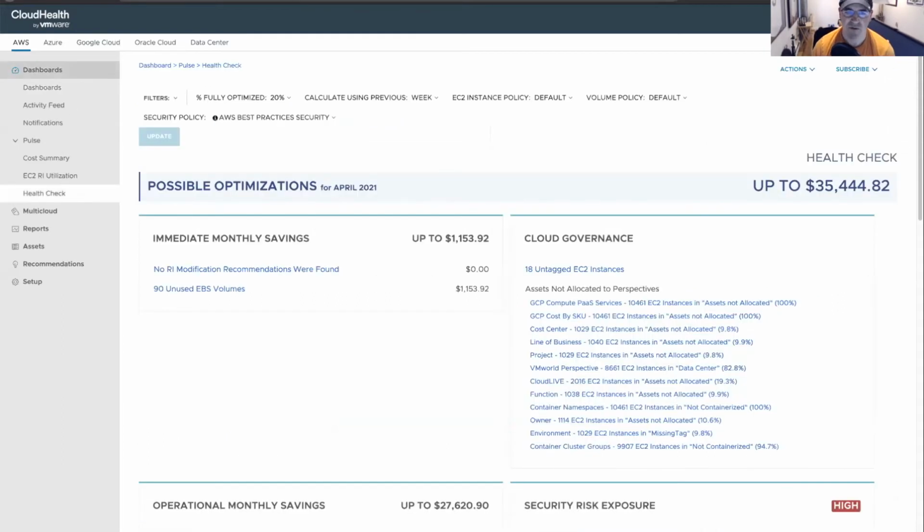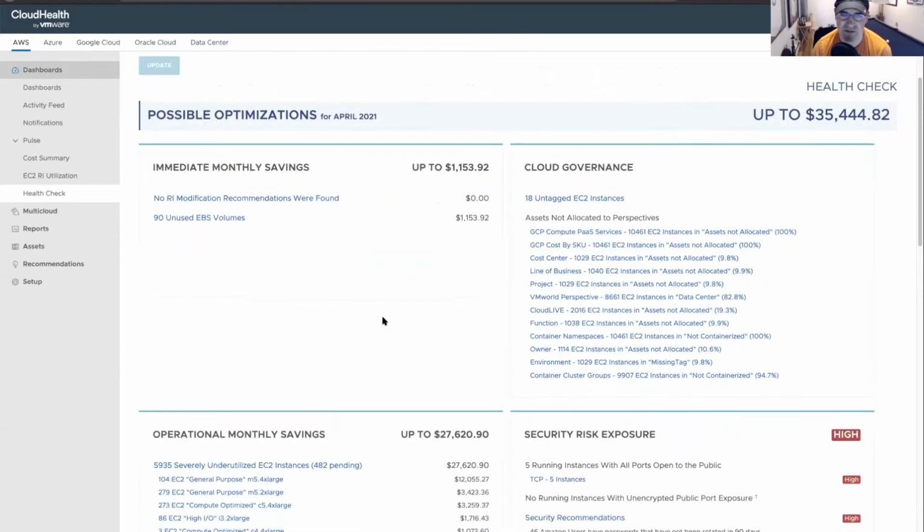I'm going to jump through to our pulse reports, specifically the health check report. This is one of my favorites to poke around in. This gives you a very high level view of what's going on in the account. It tells you some opportunities for optimization. It's telling me right now we have 90 EBS volumes that are unattached, costing us $1,100 a month in waste.